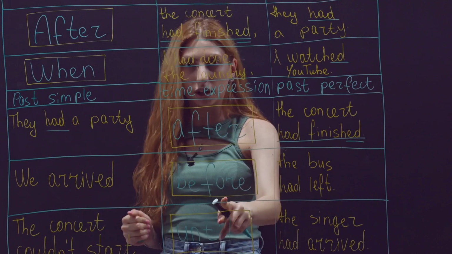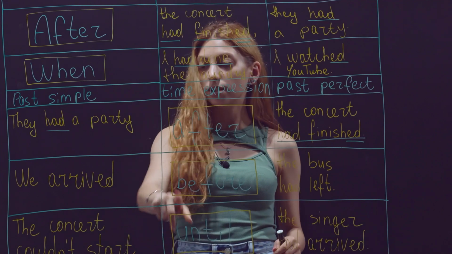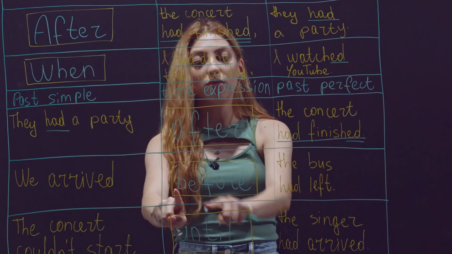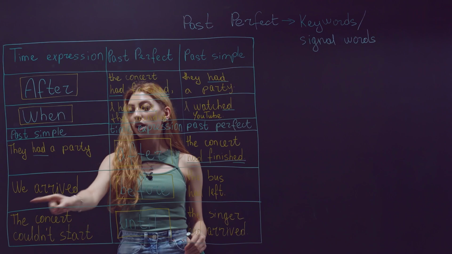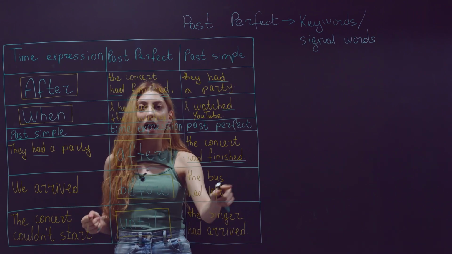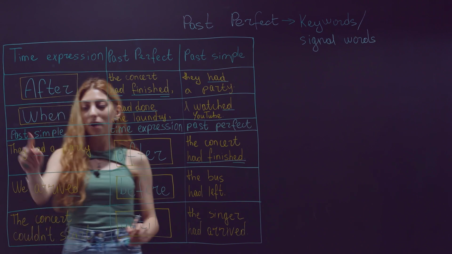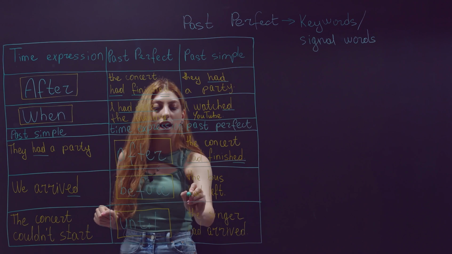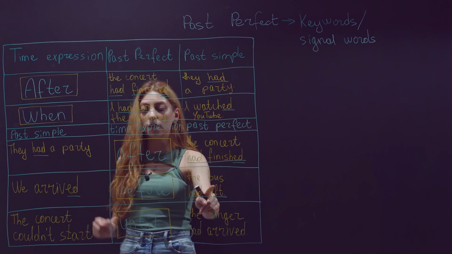Next one is before. What do we have in the case of before? Again, in the middle of the sentence, before, we are going to have past simple, and after before, we are going to have past perfect. Let's have an example. We arrived before the bus had left. So, we arrived, this is past simple tense. Before, in the middle of the sentence. The bus had left, past perfect tense.